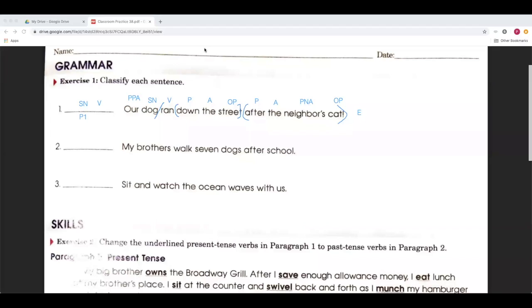My brothers walk 7 dogs after school. Who walks 7 dogs after school? Brothers, subject noun. What is being said about brothers? What did they do? Walk, verb. Brothers walk what? Dogs. Direct object. Let's go back and make this a verb transitive.